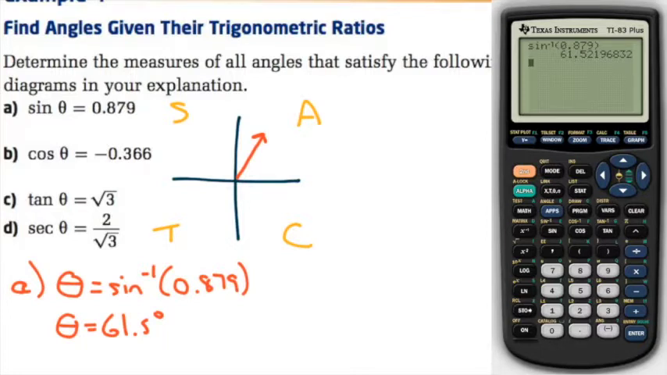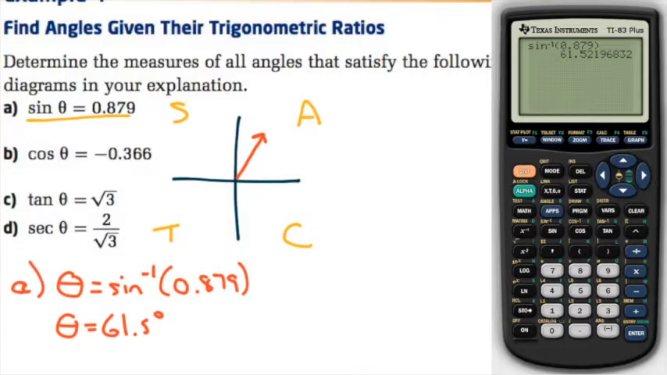And we need to look back at the original question given. So in the original question here, sine theta equaled 0.879. Specifically, we're looking at whether sine was positive or negative. Well, 0.879 is positive, so sine was positive. The calculator will always give us one of the answers. Now it's in quadrant A, meaning all trig functions are positive, and sine is one of them, so that makes sense. The other angle will be in quadrant 2, where sine is positive.